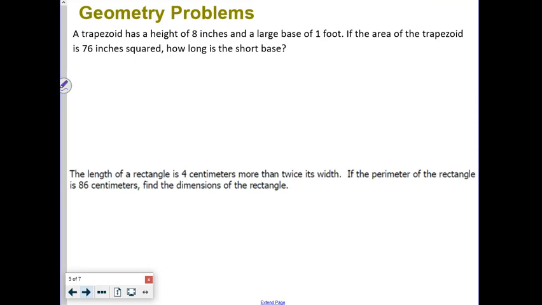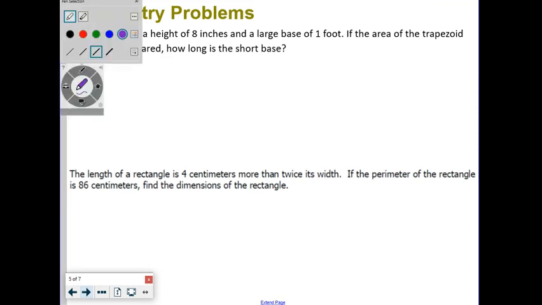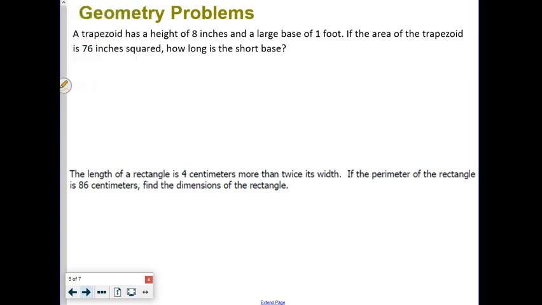Okay, a little bit of geometry now. So we're going to be talking about some area and perimeter and bringing up some old formulas that you might remember from the past. So a trapezoid has a height of 8 inches and a large base of 1 foot. If the area of the trapezoid is 76 inches squared, how long is the short base?